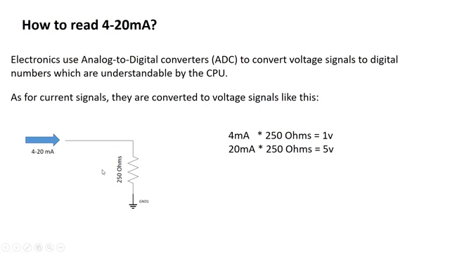This is the measuring device. It has a 250 ohms resistor. Now, 4 milliamps times 250 ohms equals 1 volt, and 20 milliamps times 250 ohms equals 5 volts. And this goes to the analog to digital converter for conversion.